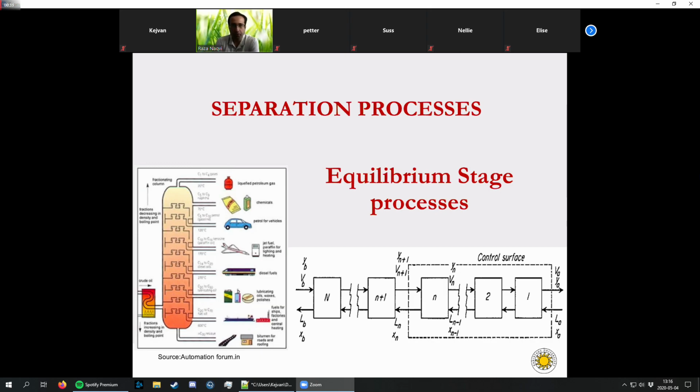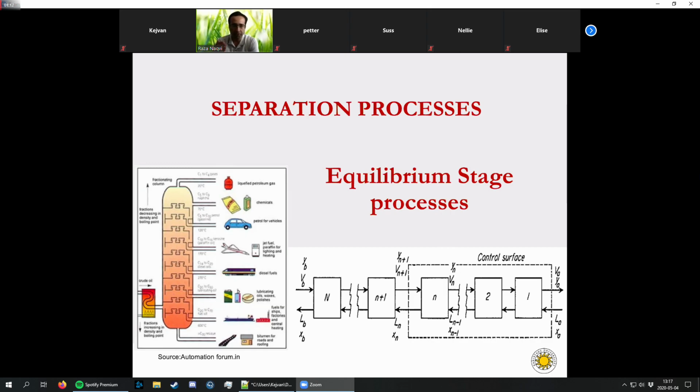Today I'm going to discuss equilibrium stage processes, and I hope that all of you have watched a small video on equilibrium stage processes. There will be no assignment on equilibrium stage processes, but the reason for including this important topic in this course is that you understand equilibrium, and how we use equilibrium in stage processes in separation technologies.